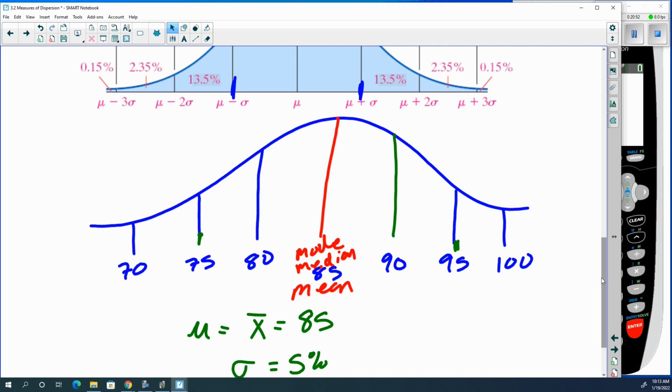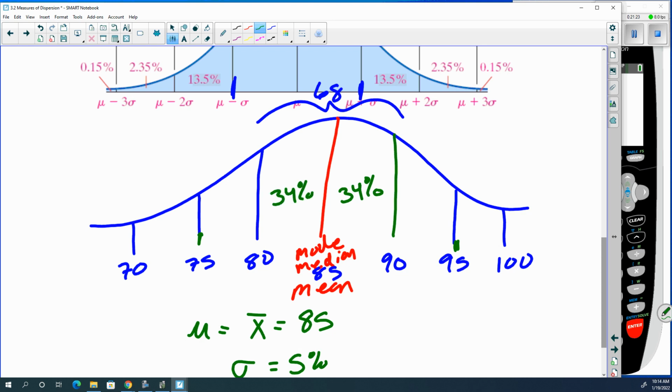Now, sometimes we need more detailed information. We don't want just within 1 standard deviation. Sometimes they might say, what percent of students would you expect to have a test score between, say, 85 and 90%? Well, if I know within 1 standard deviation of the mean is 68%, if I cut that in half, half of 68% is 34. So I would expect 34% of the students to get a score between 85 and 90%. I would also expect 34% of the students to have a score between 80 and 85.